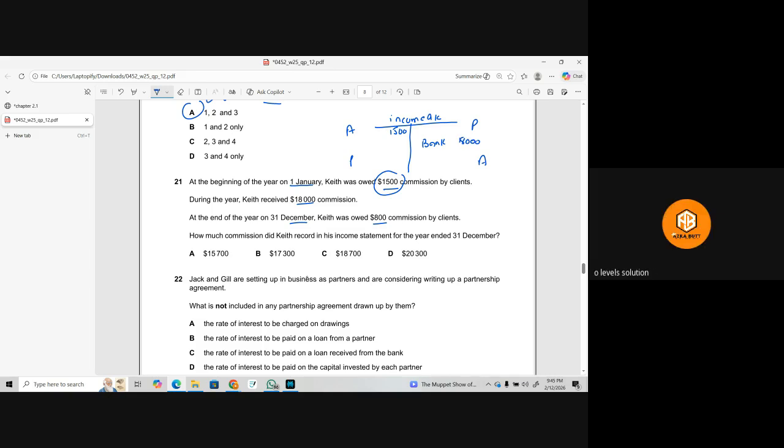Then at the year end, 31st December, Keith was owed $800 commission by clients. Accrual again. How much? 800. So 800 is closing accruals. Now cash received plus closing accruals minus opening accruals gives the amount for the income statement: 17,300.